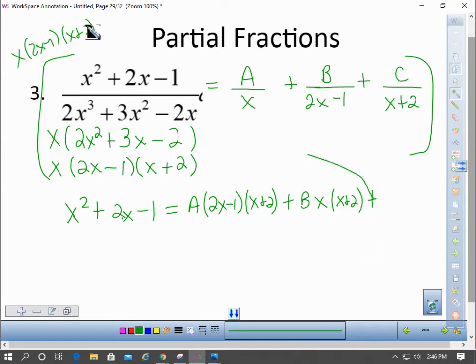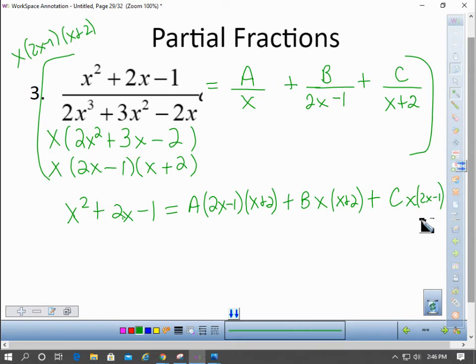And then you're going to multiply this common denominator times this third term. So the x plus 2s are going to cancel. So you're going to be left with c times x times the 2x minus 1. All right, so now this is our expression that we have.